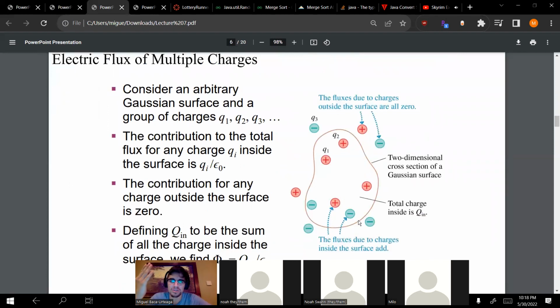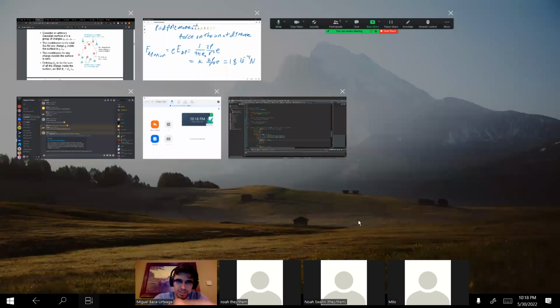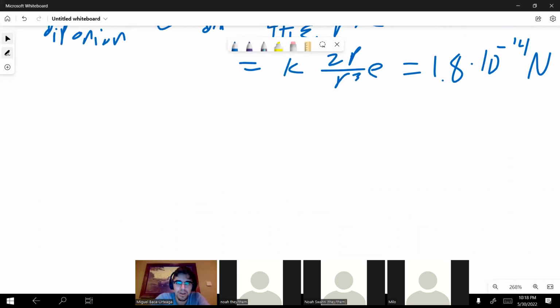And then look, we're moving on to multiple charges. That's all we're doing. So let's do an example question before we move on to multiple charges, because I have an example question for this one that we can do. Okay. So here's what we're going to say.